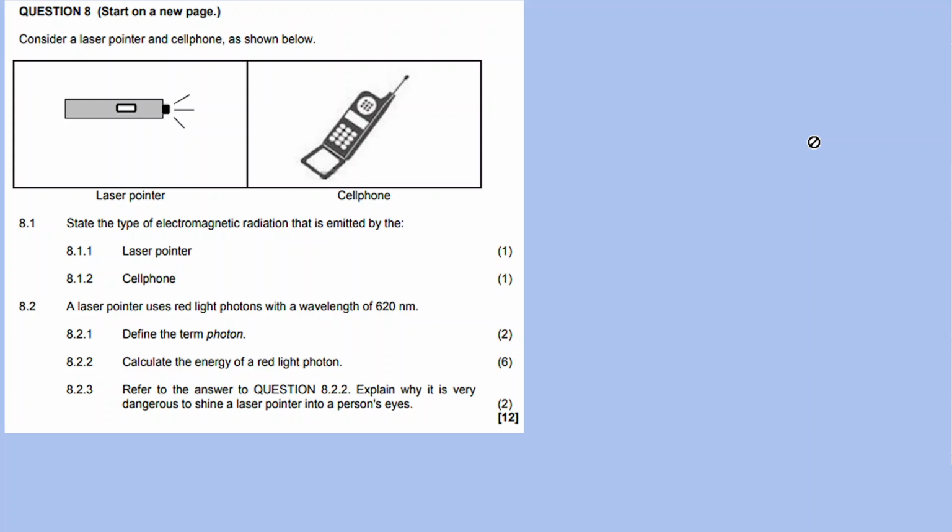Question 8, a question on electromagnetic radiation under the topic of waves, sound and light.